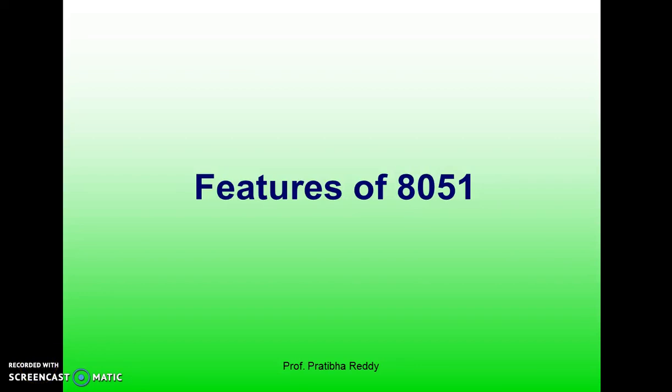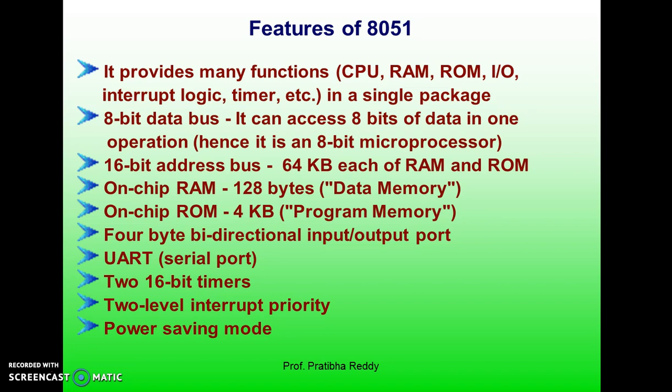Features of 8051 microcontroller. It provides many functions, CPU, RAM, ROM, I/O, interrupt logic, timer, etc., in a single package. The size of the data bus is limited to 8 bits, meaning it can access 8 bits of data in one operation. The size of the address bus is limited to 16 bits, hence we get a memory of 64 KB each of RAM and ROM.